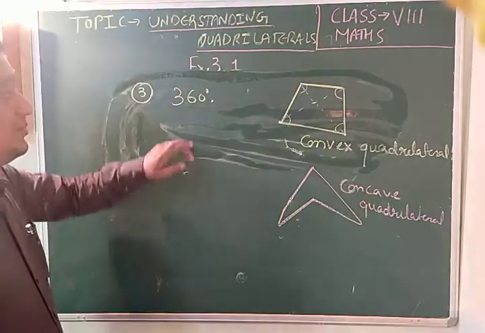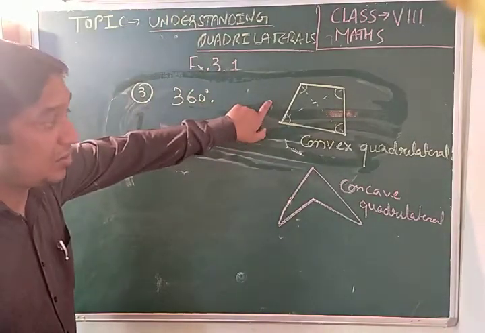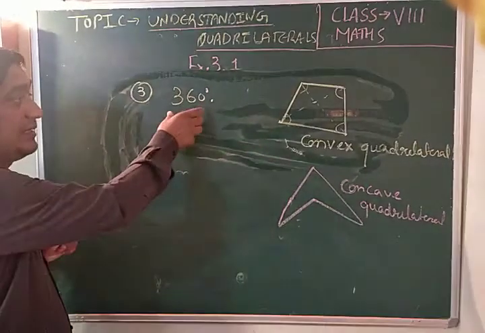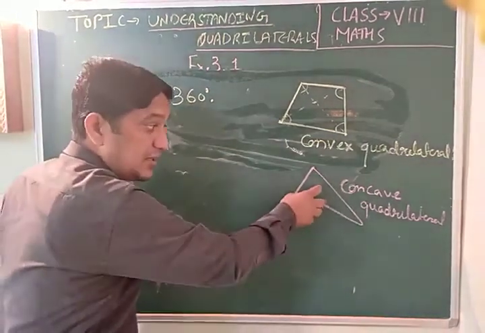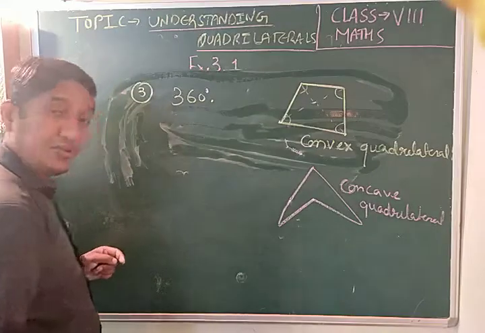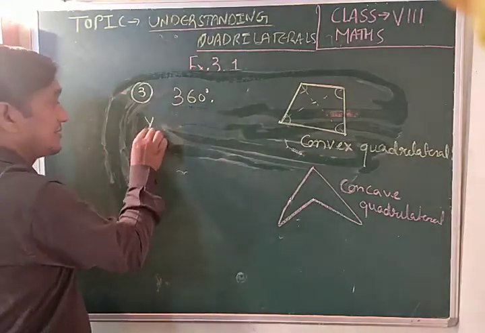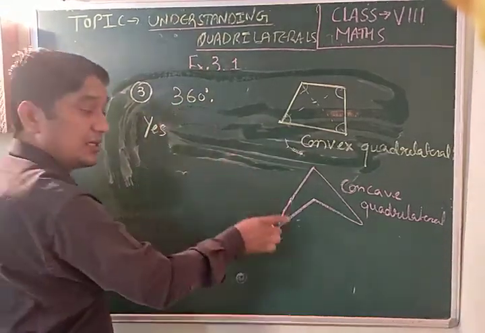Now he says in a convex quadrilateral the sum of all the angles is 360 degrees. So this property holds for this concave quadrilateral also. So yes, you can say this property holds here also.